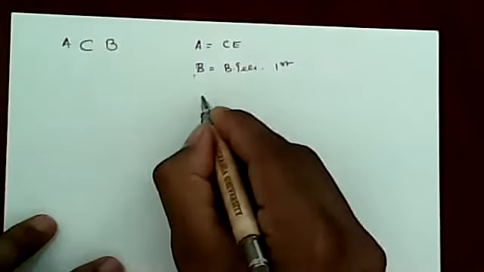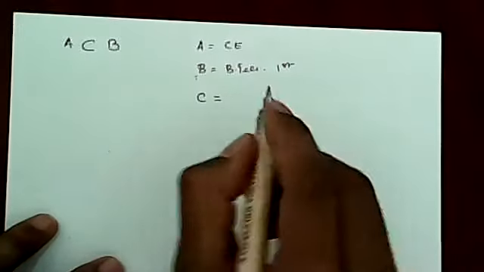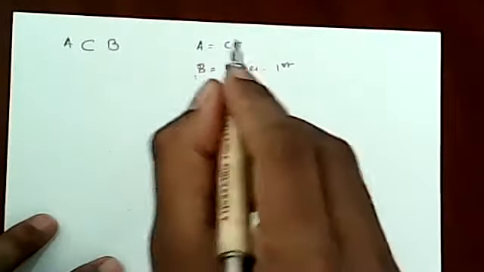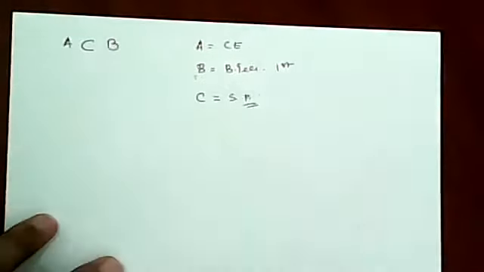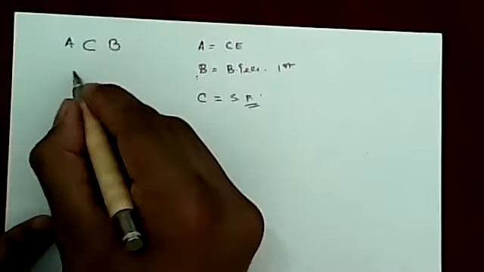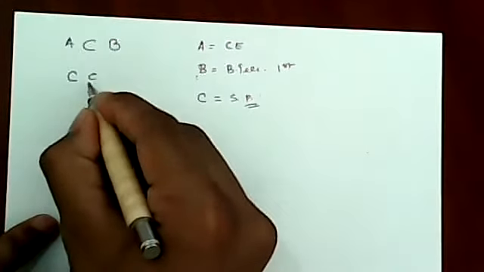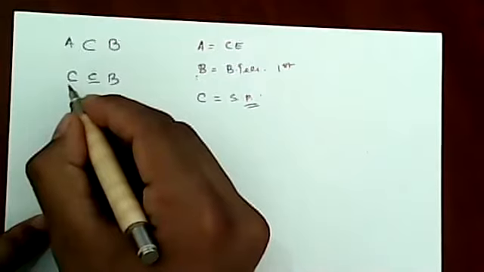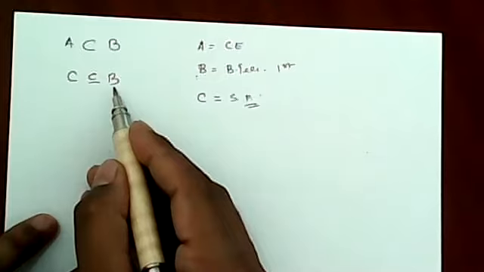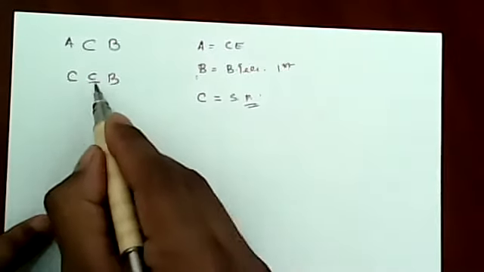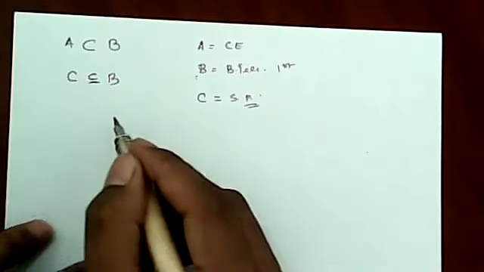Now let me consider another set C. C is all the students present in my class today. In that case, what may happen? All of you may join in my class. I don't know, but there is a possibility all of you may join. So C can either be a subset of B, or it can be equal. So this sign means equal. There is a possibility to become equal. Is it clear now?